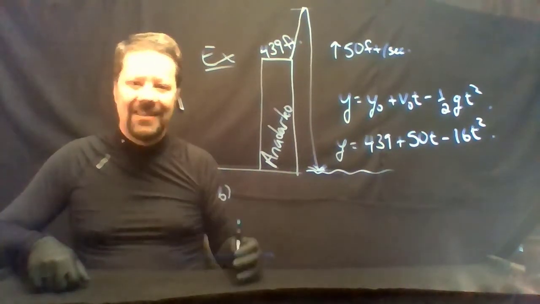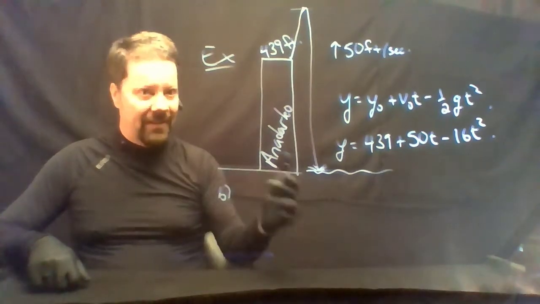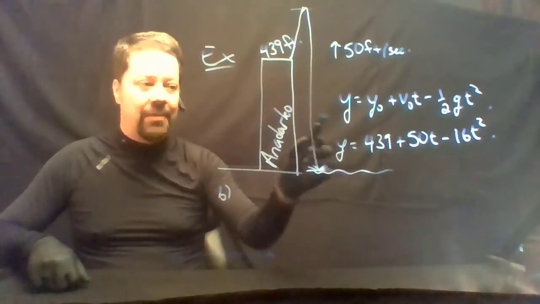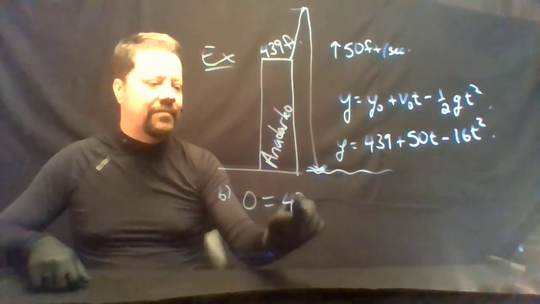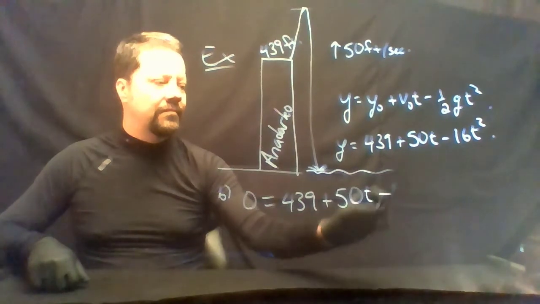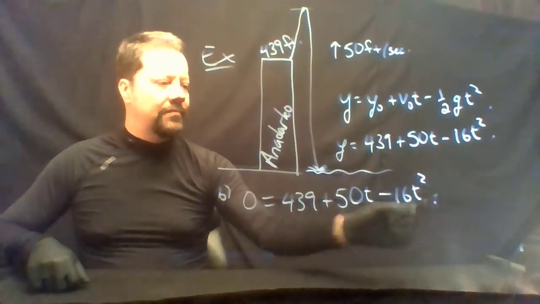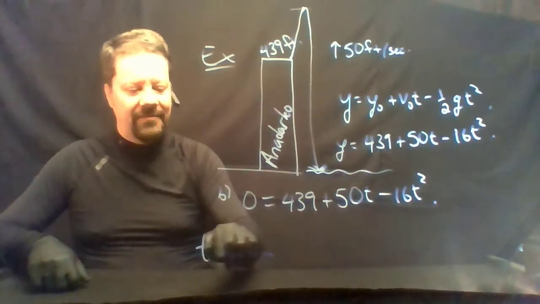How long does it take for the rock to splash into the pond? Well, when the rock splashes into the pond, y is 0. So we set y equal to 0, and then solve for t. We'll use the quadratic formula.